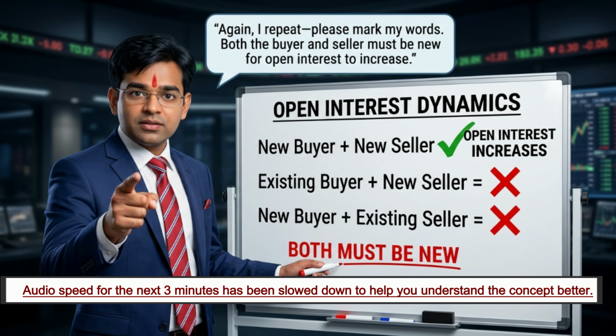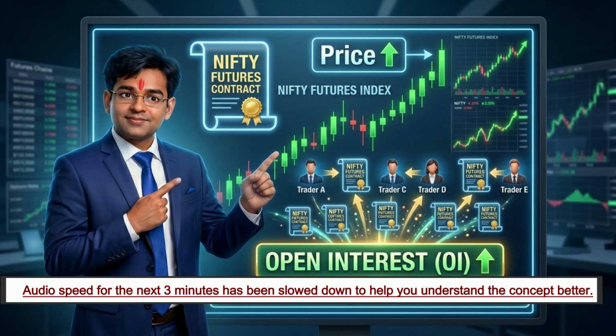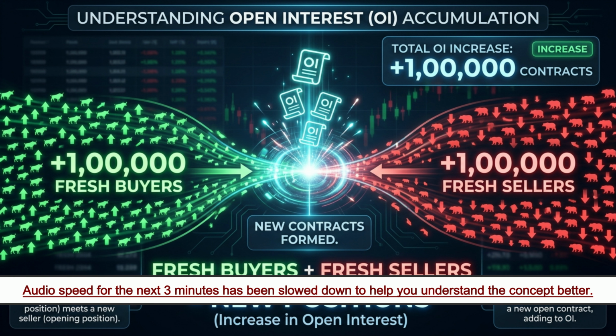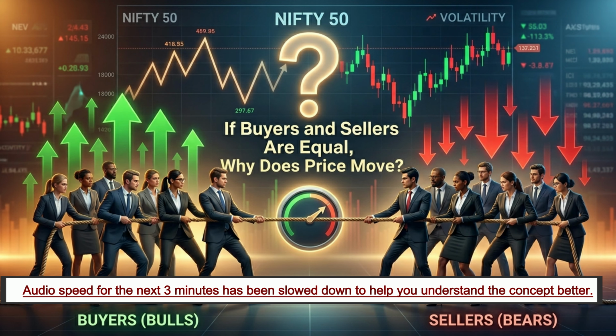I repeat, open interest increases only when a fresh buyer and a fresh seller together create a new contract. For every new position in the market, both buyer and seller are required. So, when open interest increases by 1 lakh, it simply means that 1 lakh new buyers and 1 lakh new sellers have freshly entered the market together. Fresh buyers enter the market with the hope that the market will move upward, whereas fresh sellers enter with the hope that the market goes down.